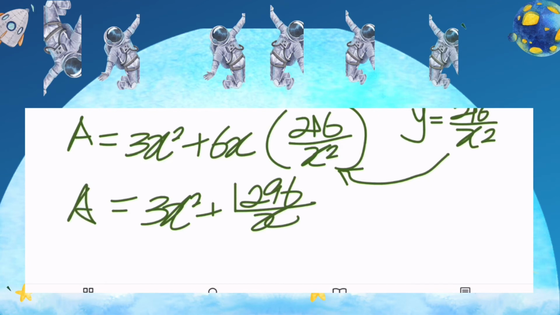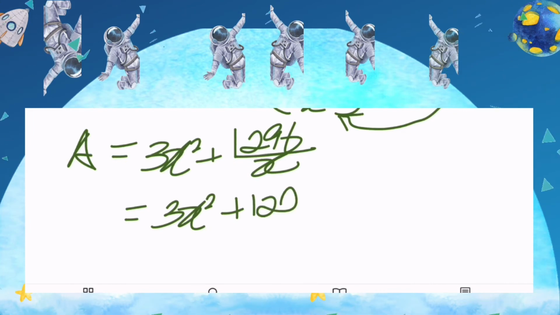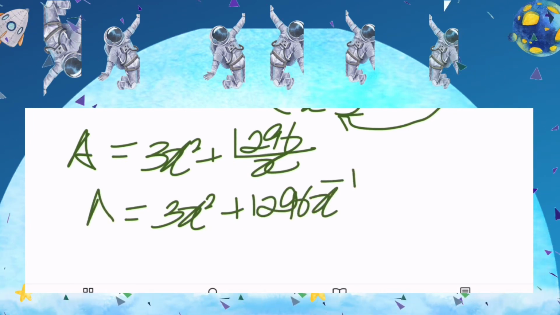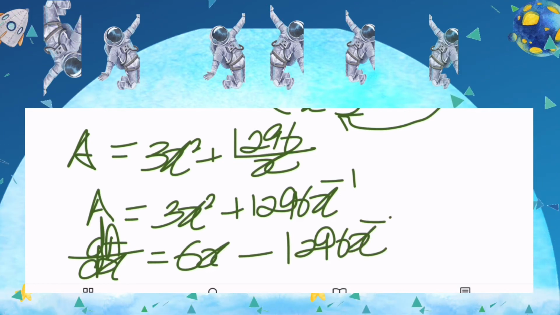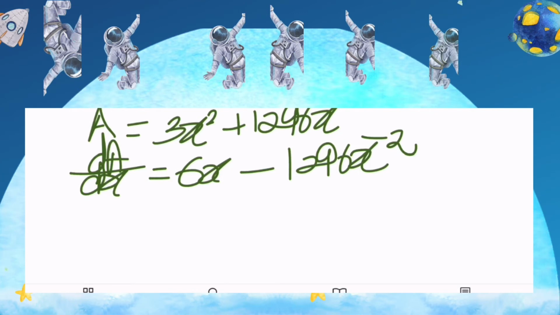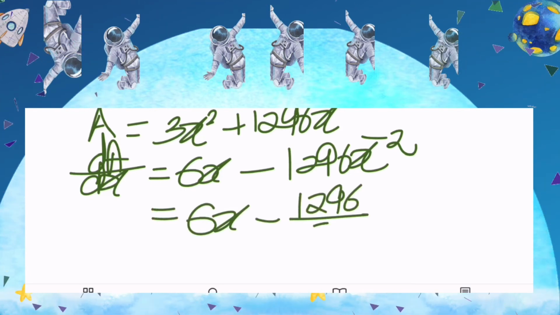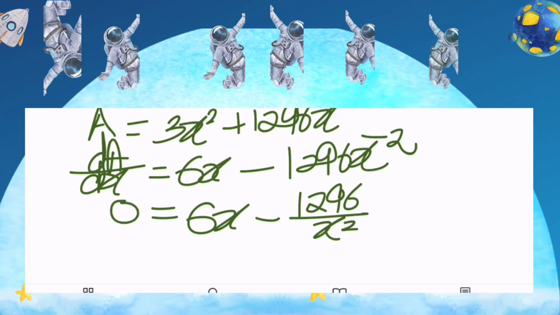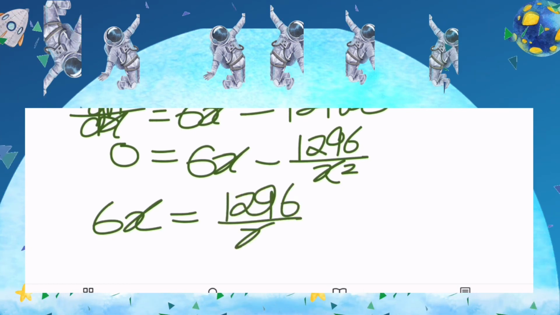In order to differentiate, we must make sure we can see the power of x is negative 1 when we bring it up. So now we can differentiate dA/dx, so we get 2 times 3 will be 6x, minus 1296x^(-1-1), so it's minus 2, right? So we have to write in simplest fraction like this over x squared before we can solve, because it is minimum. So the concept is dA/dx must be 0.